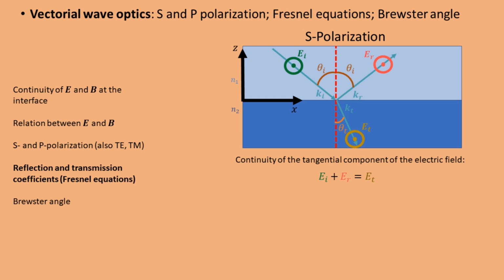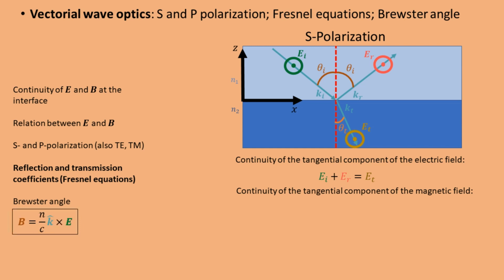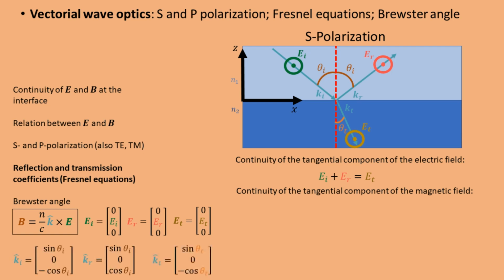We also know that the tangential component of the magnetic field should be continuous across the interface, but first we need to find an expression for the magnetic field. Recall the expression we found before using Faraday's law, which expresses the magnetic field in terms of the electric field and the wave vector. We can define the electric field vectors for the incident, reflected, and transmitted waves, and similarly, we can write down the normalized wave vectors for the incident, reflected, and transmitted waves. If we plug in these expressions in the equation for the magnetic field, we pick out the tangential component, so the x component, and we write down the equation for the continuity of the tangential component of the magnetic field.